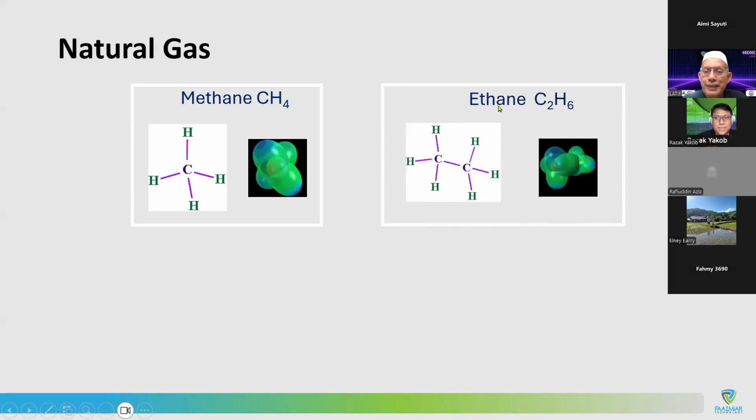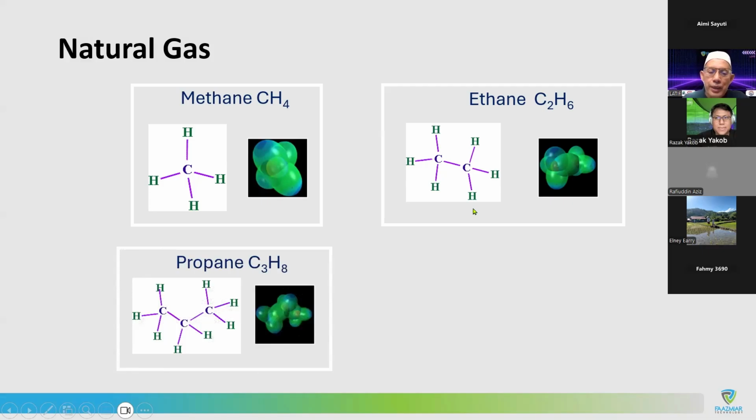And of course we have ethane. We have two carbon and 6H. That's much heavier, much stronger. In terms of burning power, methane has much more burning power compared to ethane. But in terms of volatility, normally methane evaporates faster than ethane. Okay, propane has more.